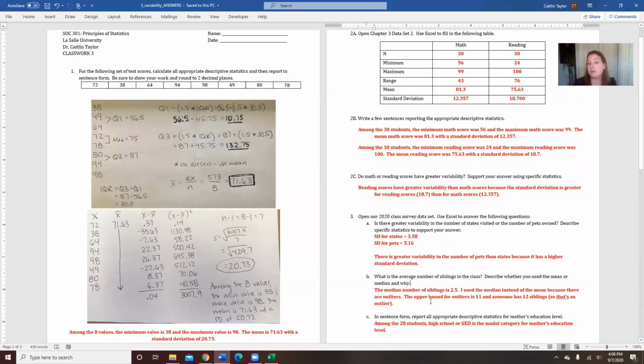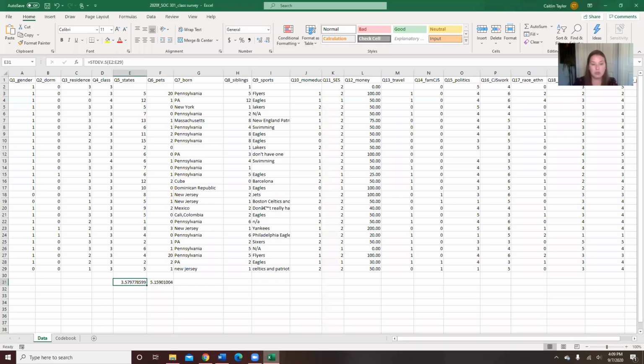Okay, B then is asking about the average number of siblings in the class. So average, as in what's the measure of central tendency? Should we use the mean or the median? For the number of siblings, let's find our siblings row here. Remember, when we're determining in Excel whether or not there are outliers, which is the first step in determining if we use mean or median, it's helpful to set up this little table for yourself with Q1, Q3, your IQR, then your upper bound and your lower bound.